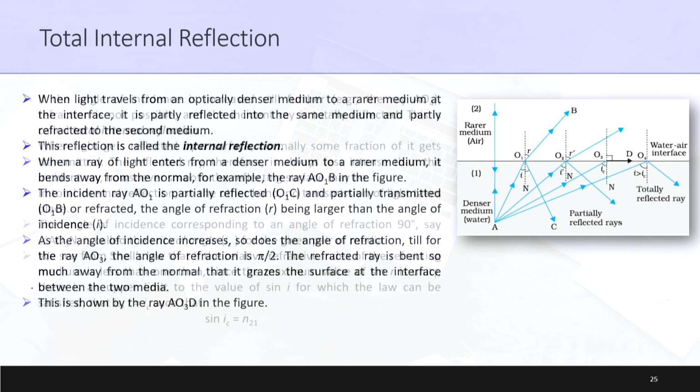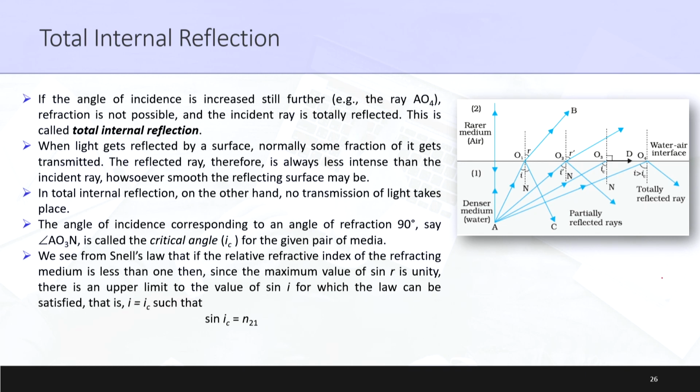Okay, so this thing has been explained. Let us move on. If the angle of incidence is increased still further, that is, we are trying to increase this angle, refraction is not possible. As you can see, beyond this portion there is no refraction possible. Why is there no refraction possible?